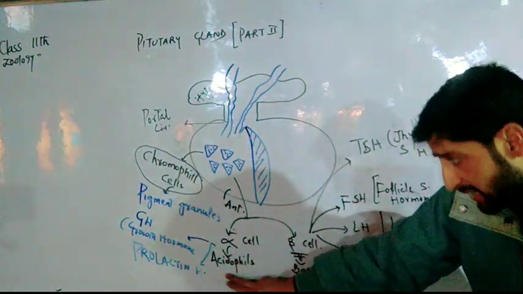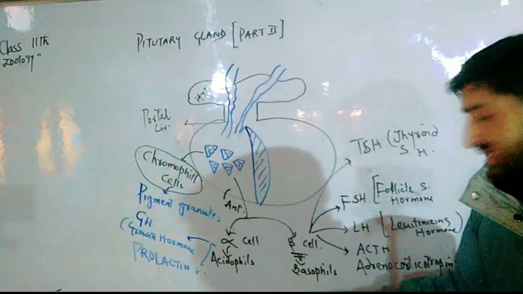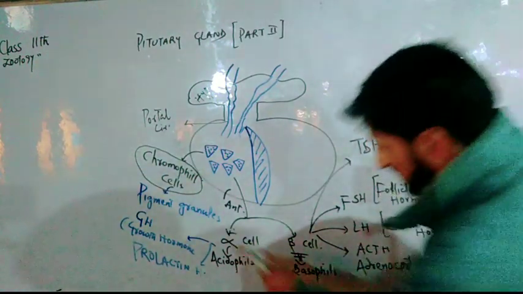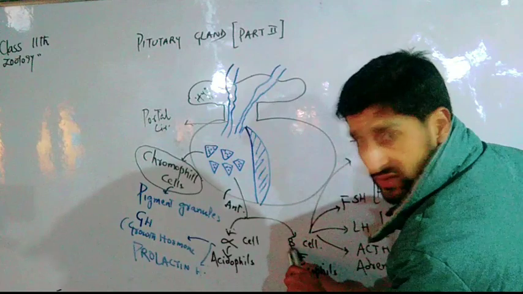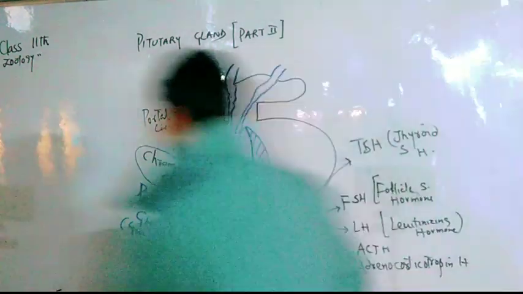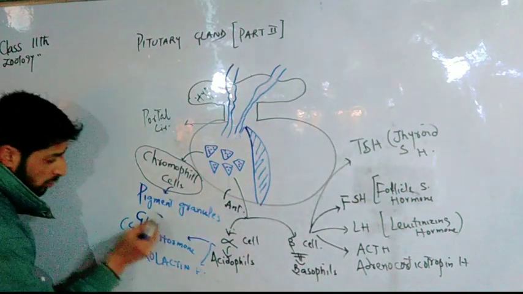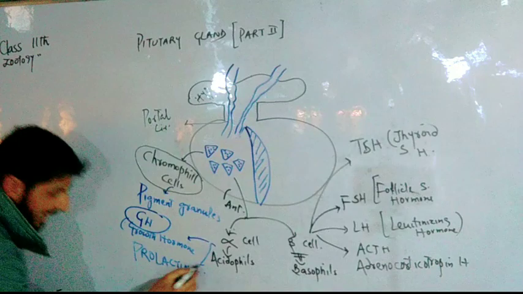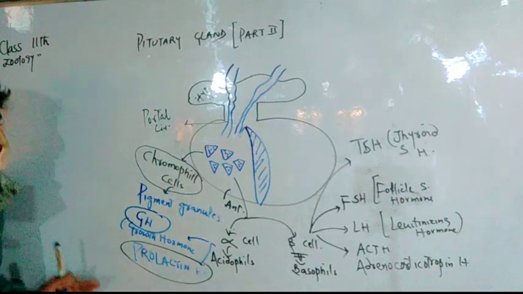Alpha cells are stained by acidic dyes. Beta cells are stained by basic dyes. As far as these endocrine cells, this is also an endocrine cell. As far as this endocrine cell is concerned, alpha cell, these cells produce two very special hormones. The first hormone you call growth hormone and the second hormone you call prolactin hormone.